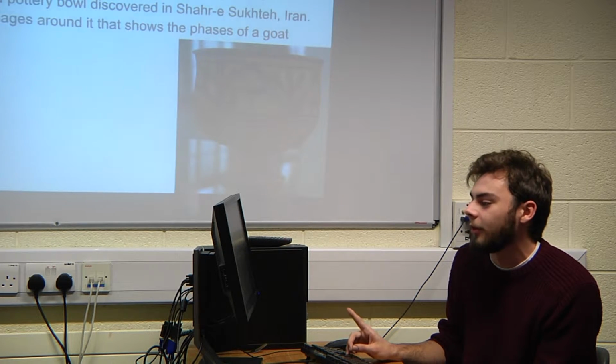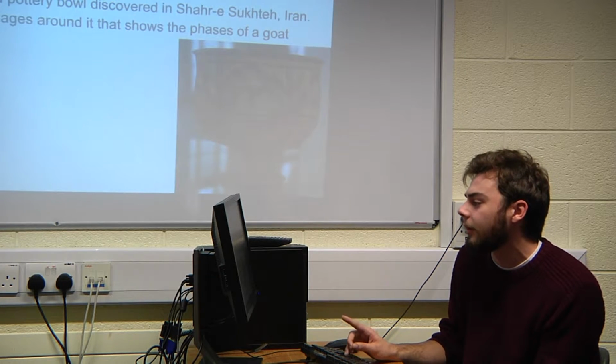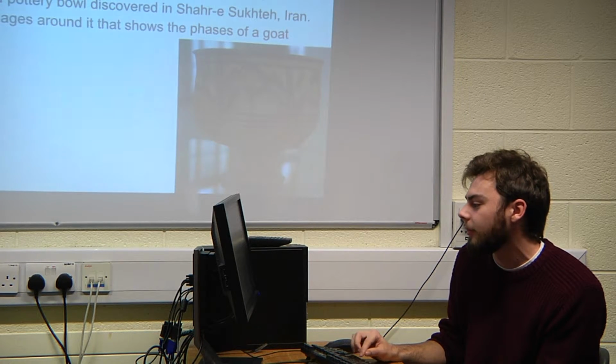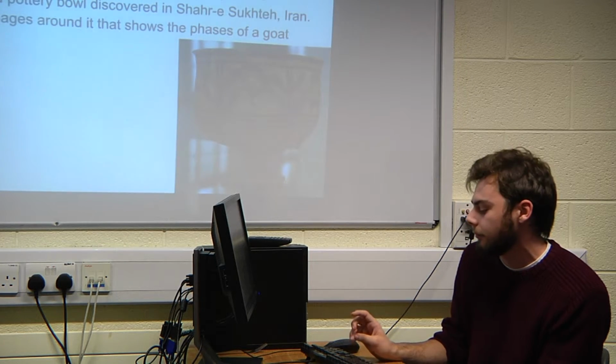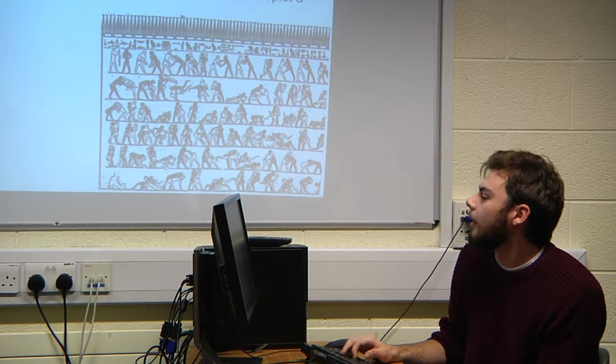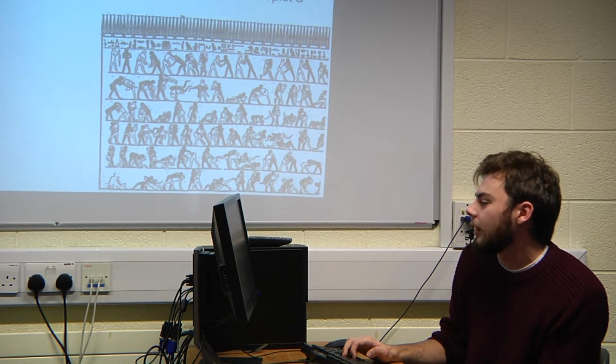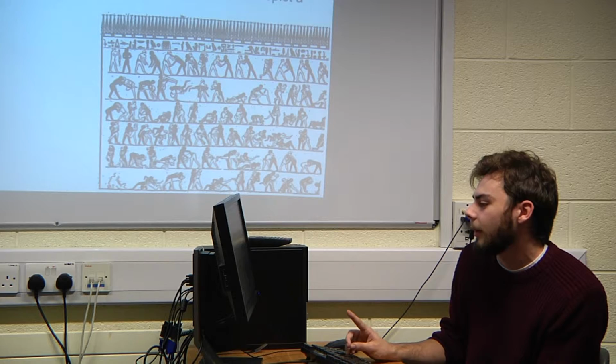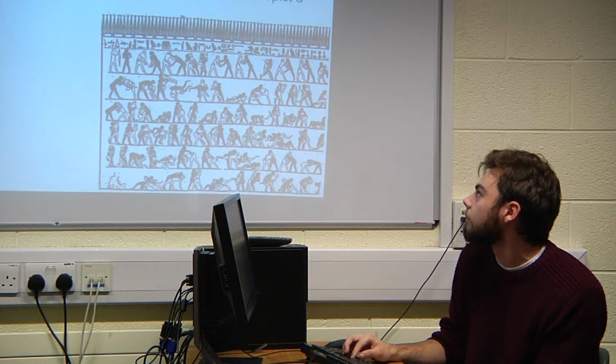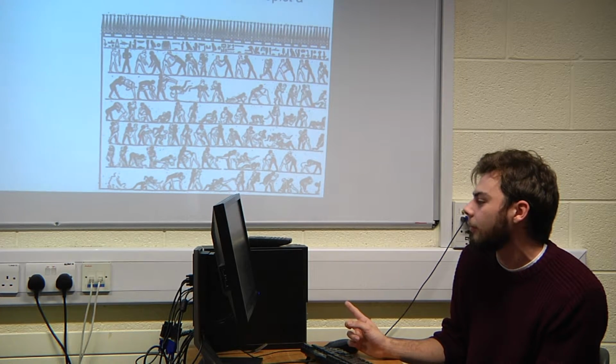An early example of animation before photography is a 5,200-year-old pottery bowl discovered in Shahr-e Sukhteh, Iran. The bowl is painted with 5 images around it that show a goat jumping around nipping at a tree. In Egypt, around 4200 BC, a mural of people wrestling each other was found in the Beni Hasan cemetery.